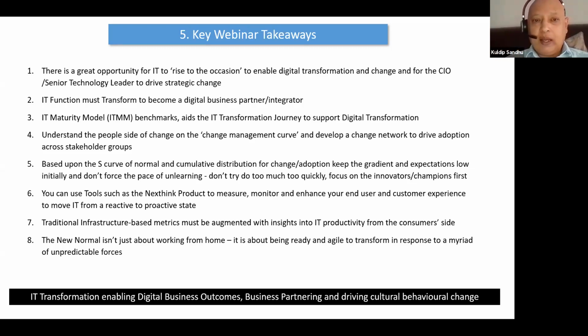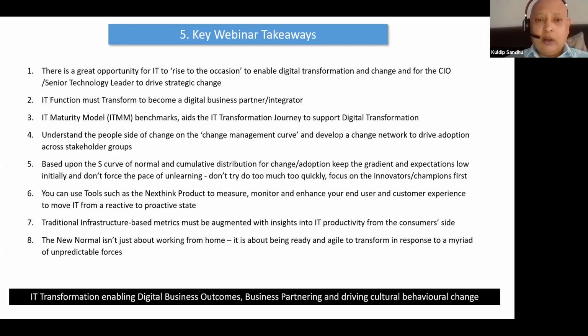to support the digital journey that the business is embarking on. There's always a need to focus on the people side of change, and what I tried to show you was the traditional S-curve and how you need to develop your change network to drive that adoption across stakeholder groups. The S-curve for the normal distribution is the cumulative distribution for change adoption, and getting that focus early on the innovators and the champions is really key, and then bringing on the naysayers maybe in the future, whilst you still need to make some actions around that.